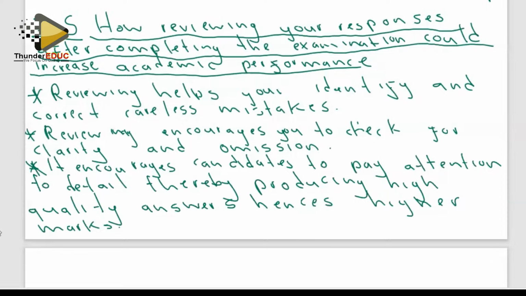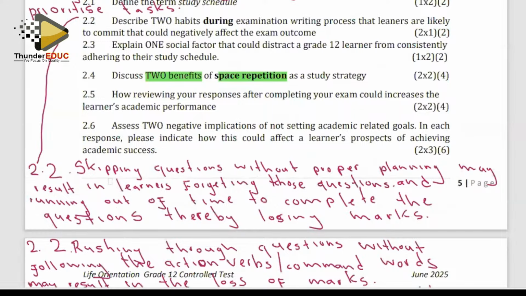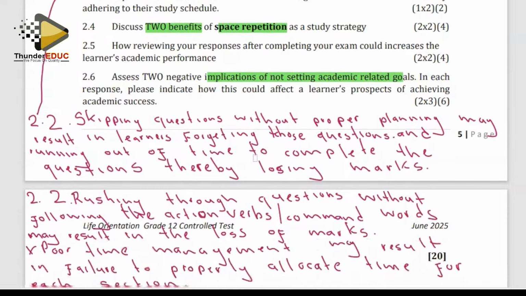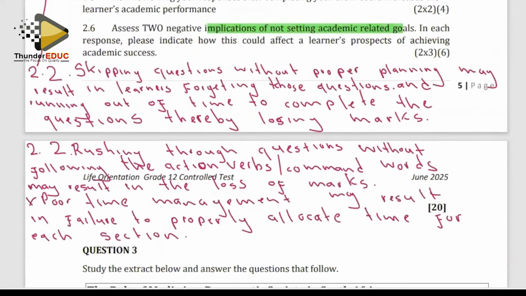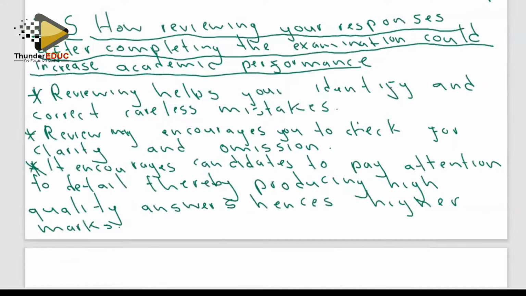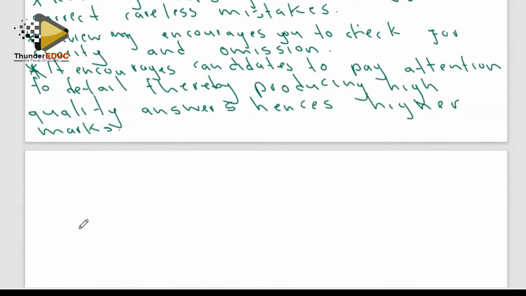So that is 2.5. Moving back to the question paper, with this we have found out how reviewing your responses after completing an exam can increase performance. Then assess two negative implications of not setting academic related goals. So two negative effects of not setting academic related goals. In each response, please indicate how this could affect a learner's prospects of achieving academic success. So we are talking about the impact of not setting clear academic goals. Okay, so this is 2.6.